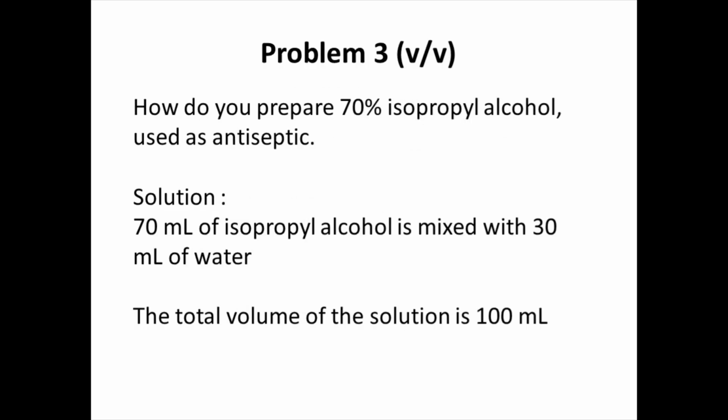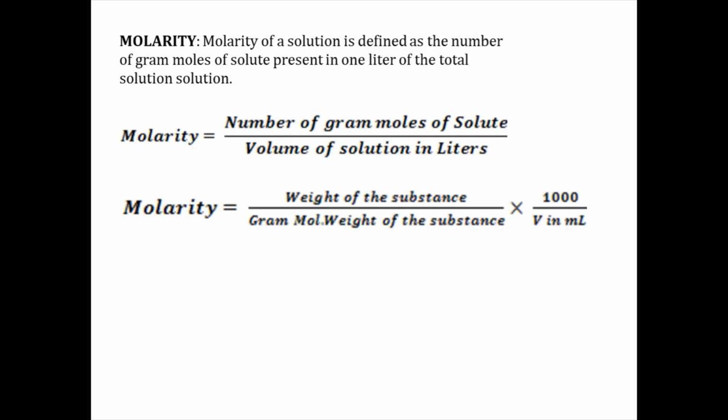Problem 3. This is what I explained to you, so I don't need to explain again. 70% isopropyl alcohol means 70 ml of isopropyl alcohol, that is the solute, and 30 ml of water, that is the solvent. So the total volume becomes 100, that is 70 by 100. To express concentration, we have other terms like molarity.